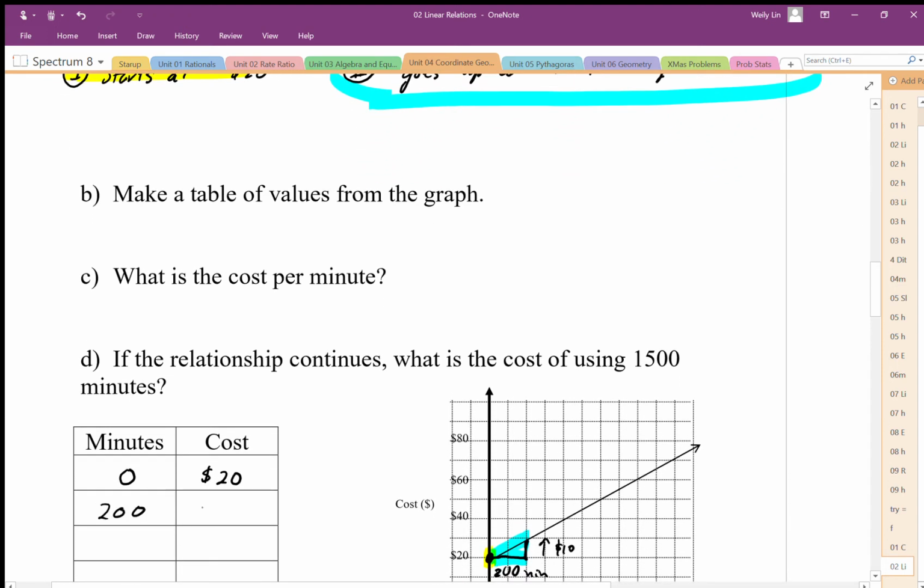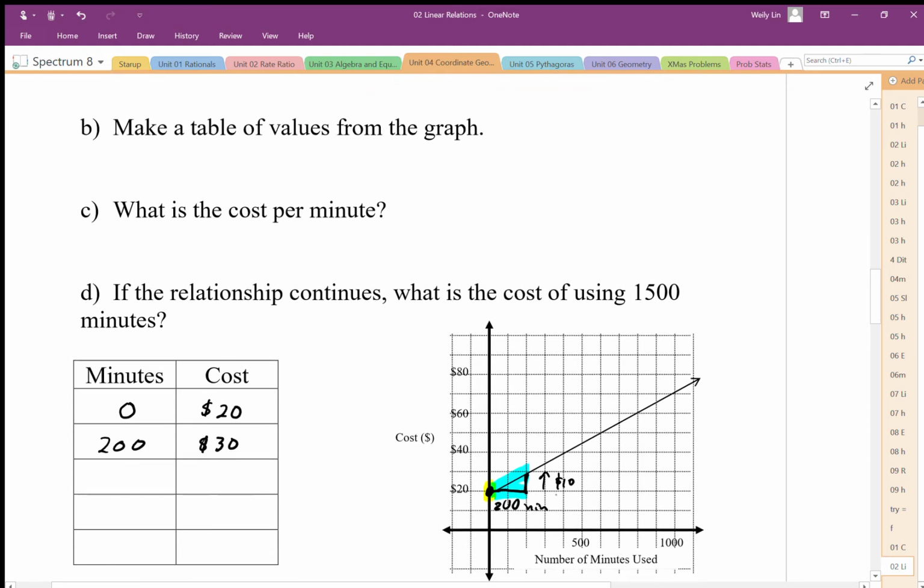I'm going to go up $10 to $30 for, let's go to 500 minutes used. It's gone up, looks like about $25. So now we're at 45. Okay, and I'm going to maybe do 1,000 minutes here. And at 1,000 minutes, my cell phone charge is $70.